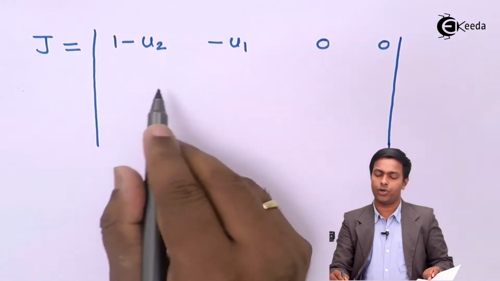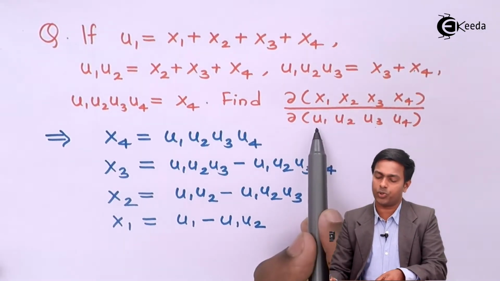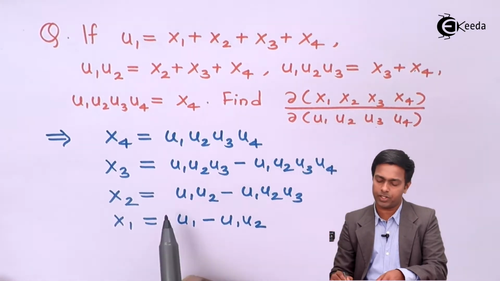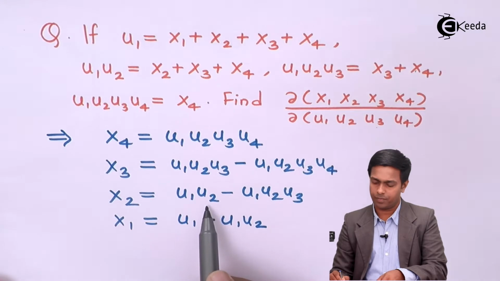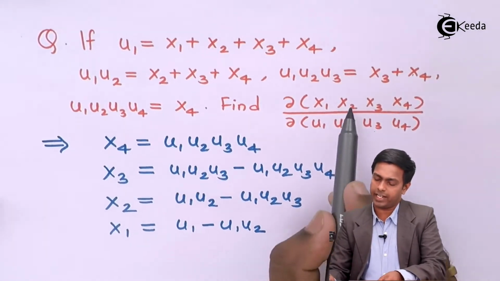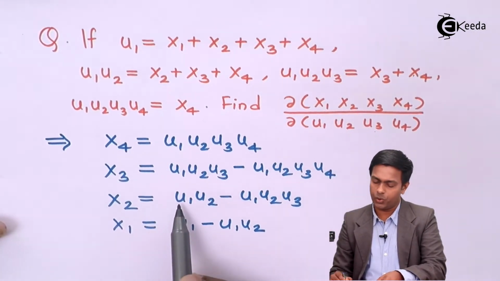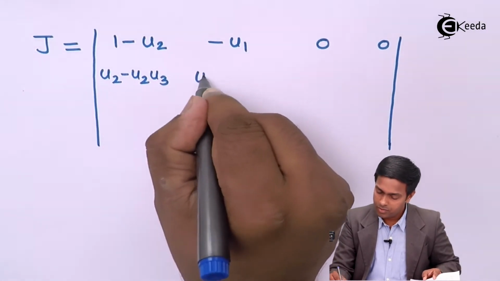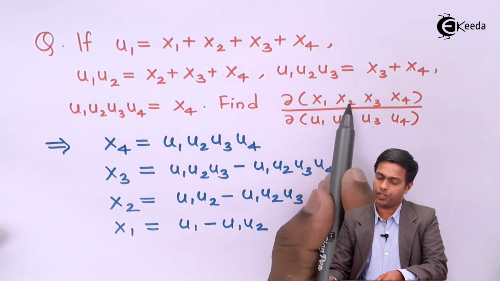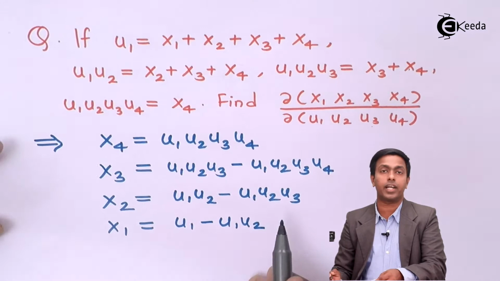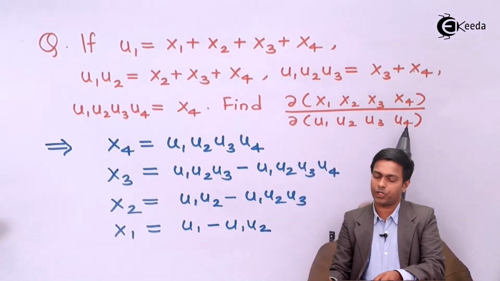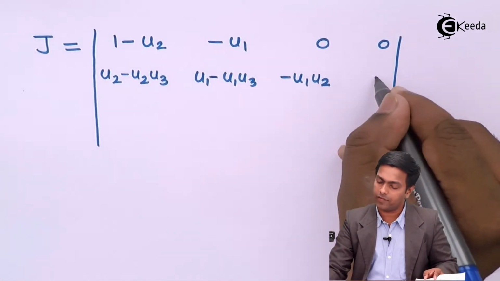Next, in the second row, we'll differentiate x2 with respect to u1, u2, u3 and u4. First of all, let's differentiate x2 with respect to u1 partially. So we'll get u2 minus u2 u3. Here I'll write down. Next we'll differentiate x2 with respect to u2, so we'll get u1 minus u1 u3. Then we'll differentiate x2 with respect to u3, so here we'll get negative u1 u2. And if I differentiate x2 with respect to u4, we'll get 0 since it does not have any term of u4.